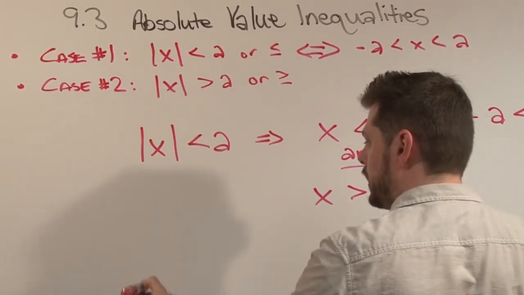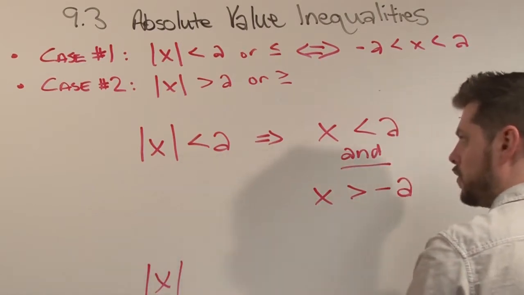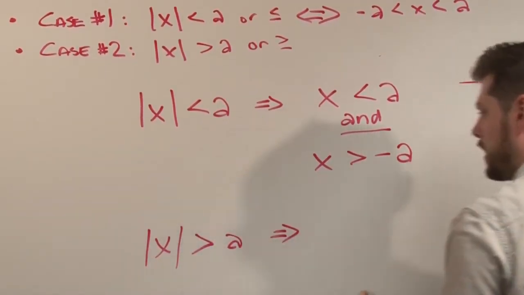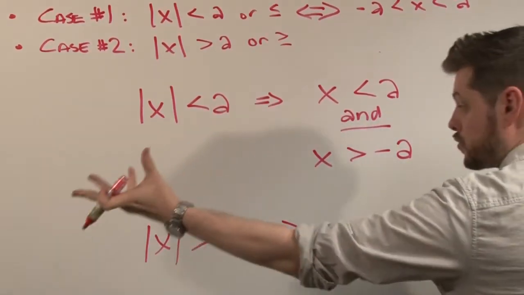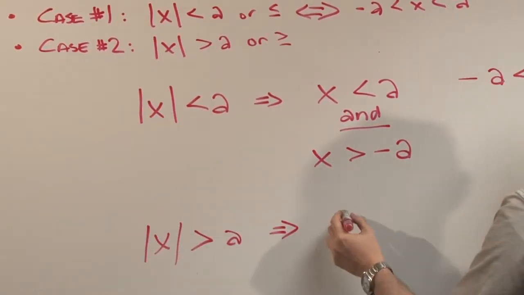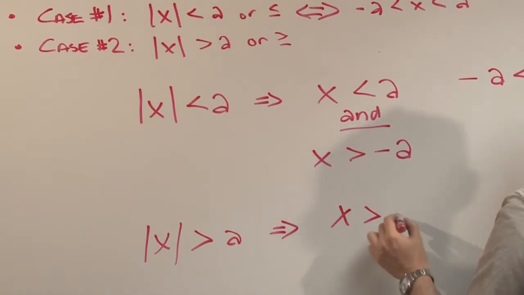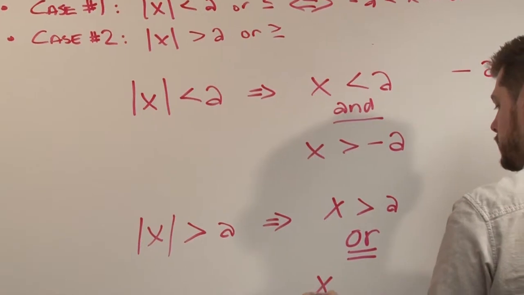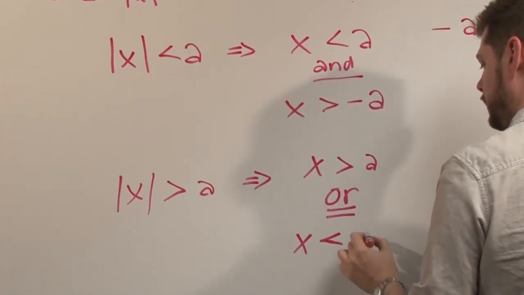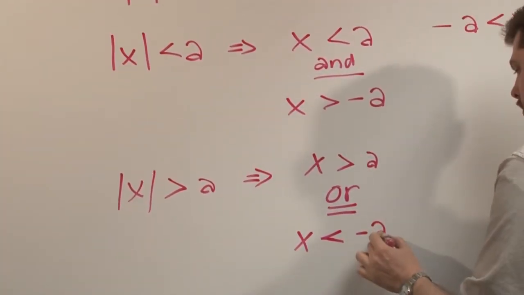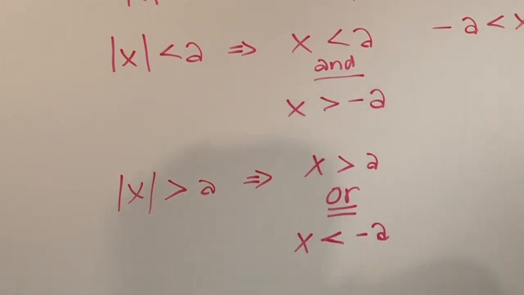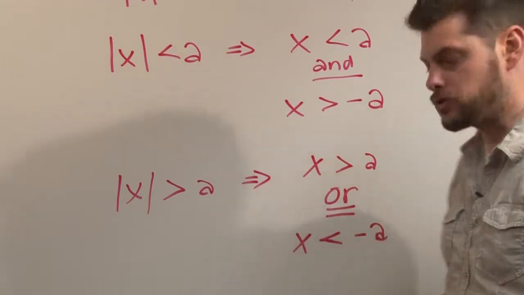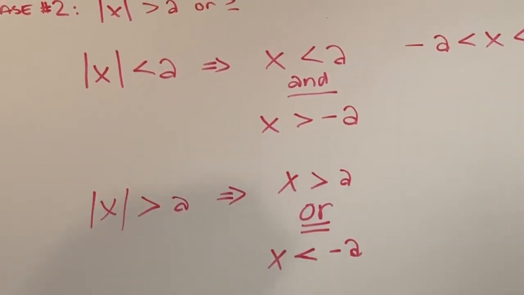For case 2, we can rewrite our inequality in this form. We have the absolute value of x is greater than a. We can now drop the absolute value signs and say that x is greater than positive a, or x is less than negative a. So let's take a really basic example, and we're going to put a number in here, and we'll prove why this is true, or I should say demonstrate why this is true.